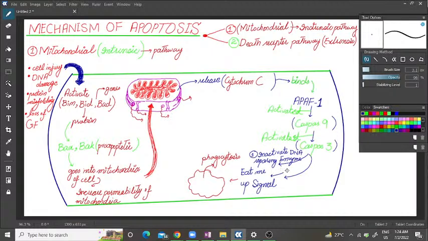So this is the first function that is performed by this Cas-Pas3. This is the first function. The second function is that it activates DNases. Those enzymes cause the fragmentation of DNA.